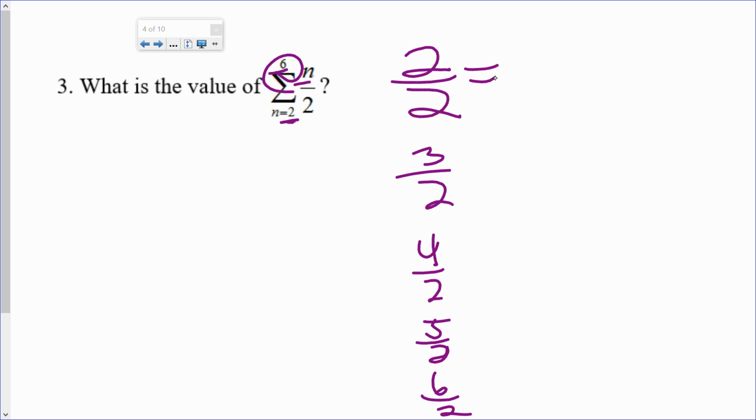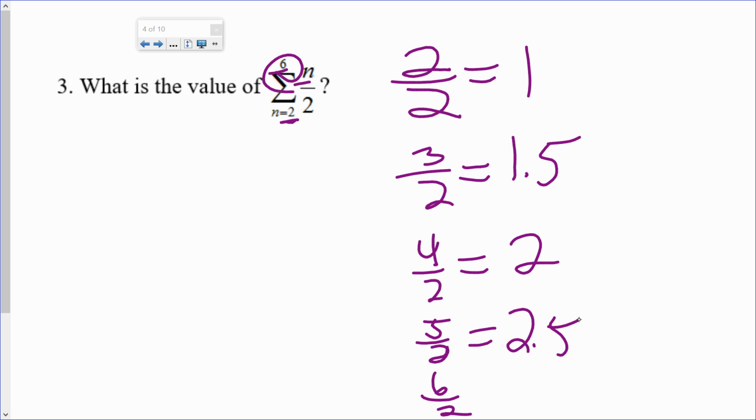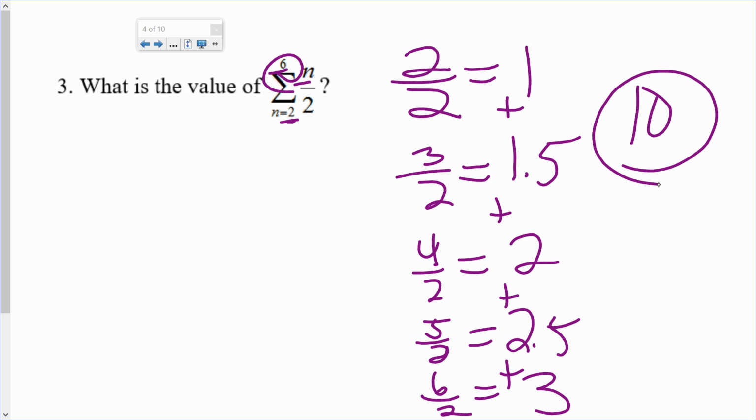6. 2 over 2 is 1. 3 over 2 is 1.5. Use the calculator if you need to. 4 over 2 is 2. 5 over 2 is 2.5. 6 over 2 is 3. Now, I add them all together. Use the calculator if you need to. That's it. There's really not much more to it. Once you get it, you get it. I'm hoping at this point you get it.